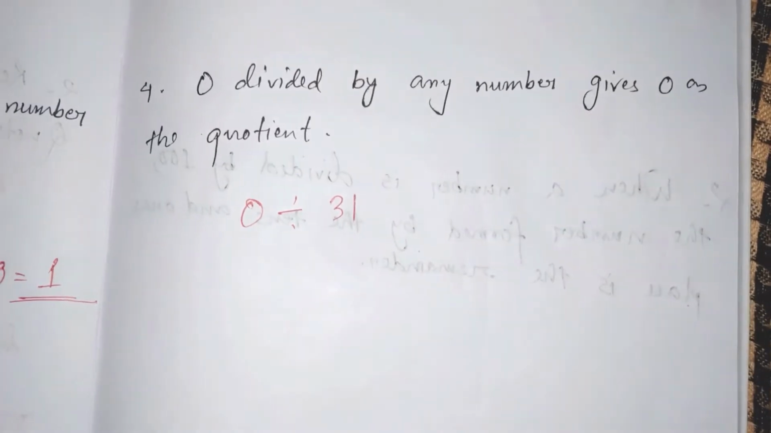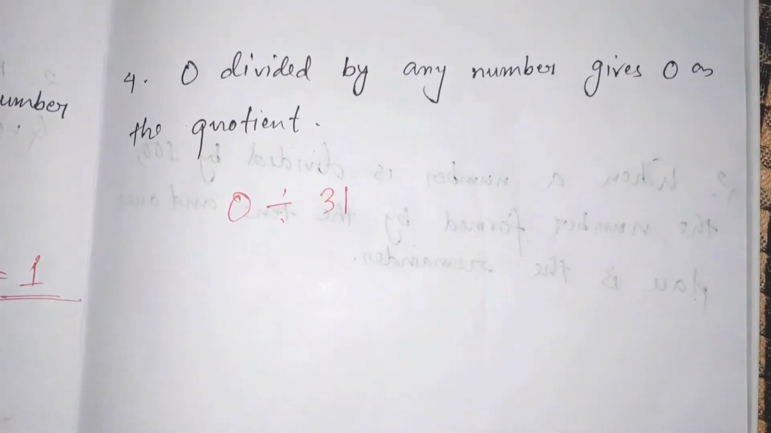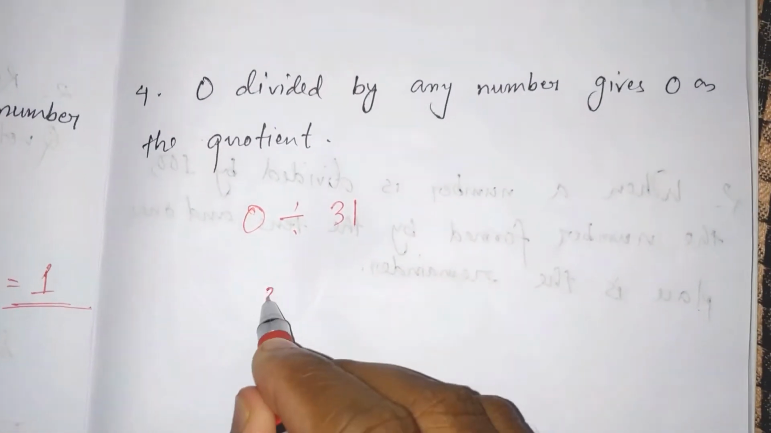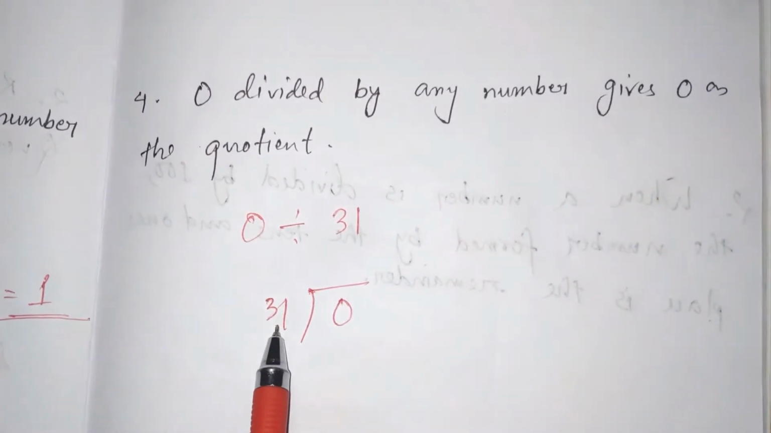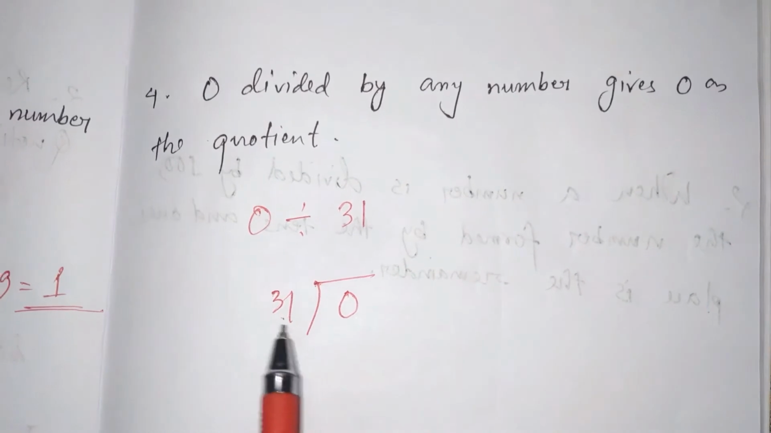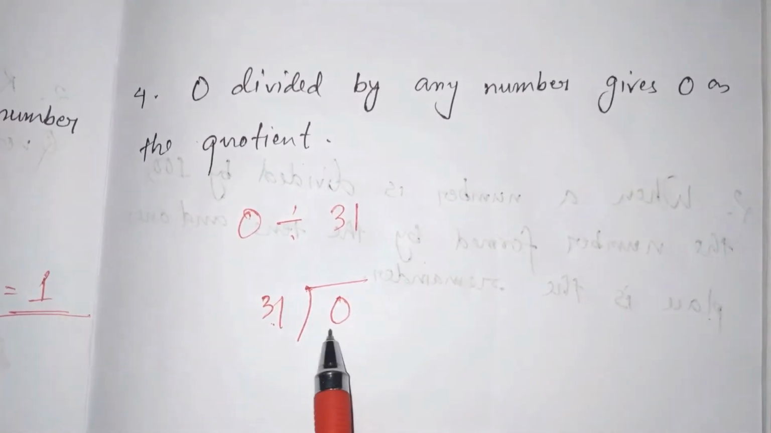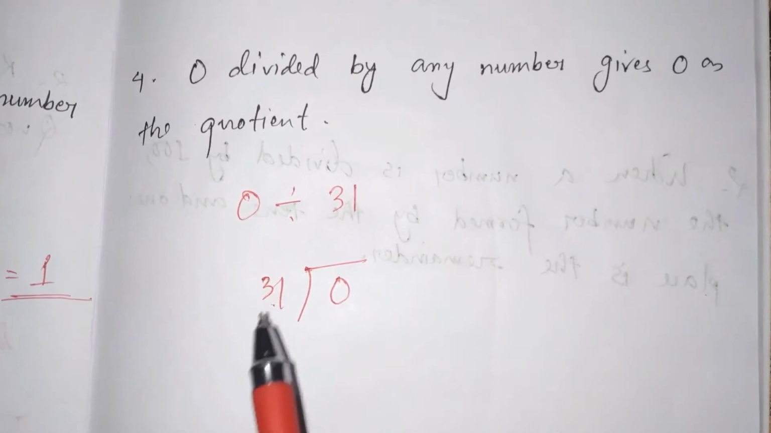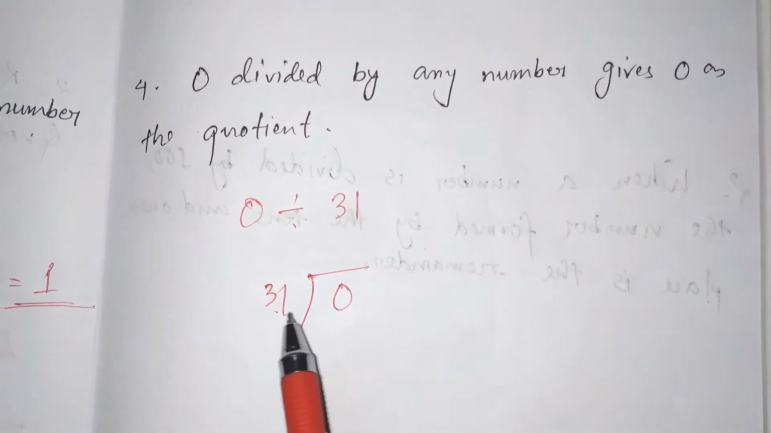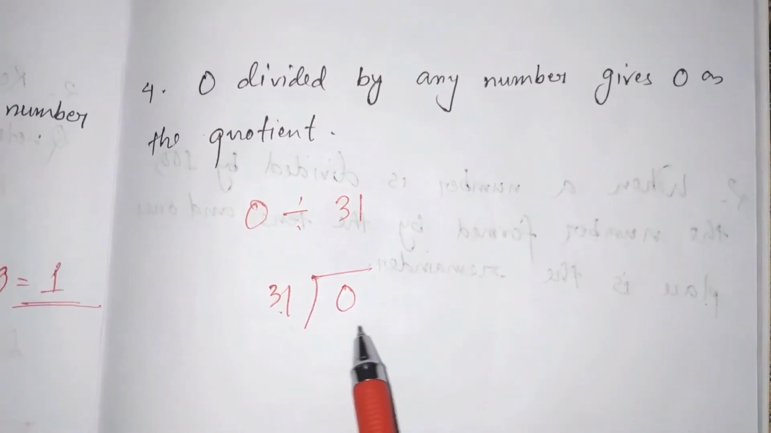Okay, so how much will I get? What do you think? I'll write it here, 31 and 0. So here you have 31 as the divisor and the dividend is 0. So you need to tell the table of 31 first. 31 ones are 31, so we are not getting 0, and 31 is more than 0.